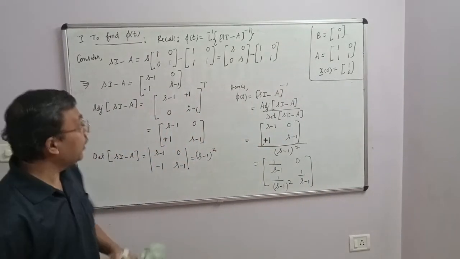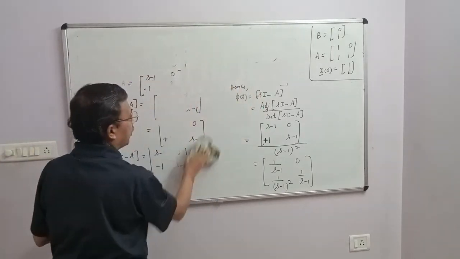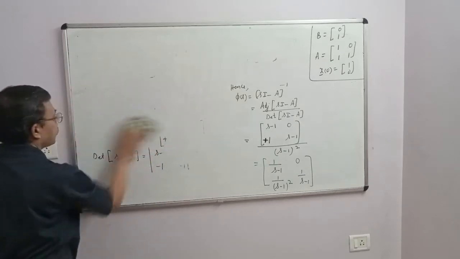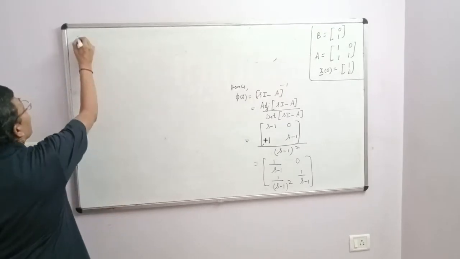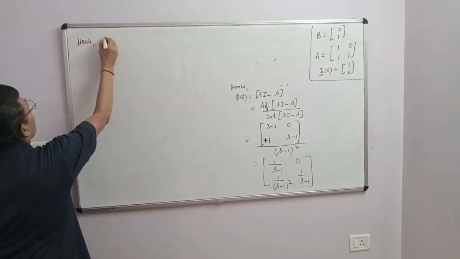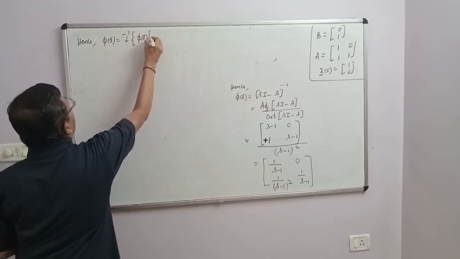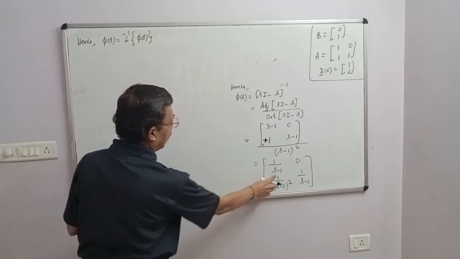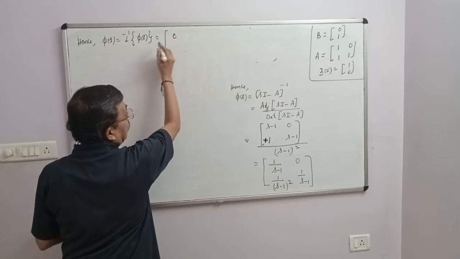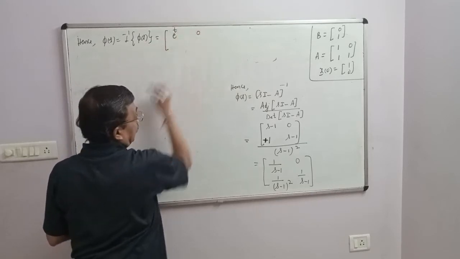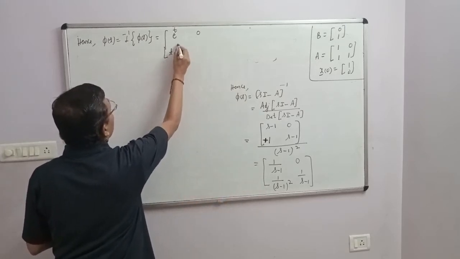What is e to the power At? It is the inverse Laplace of phi of s. Hence phi of t is equal to Laplace inverse of phi of s. This is phi of s. So the inverse of this is what? The inverse is e to the power t, 0, and the inverse of this element is t into e to the power t.